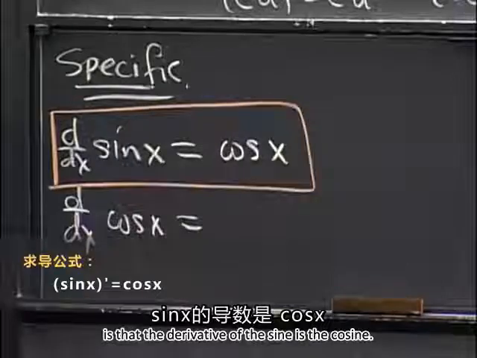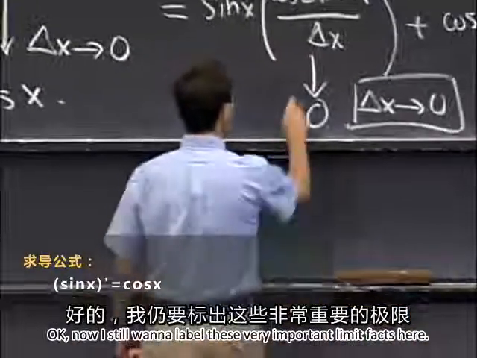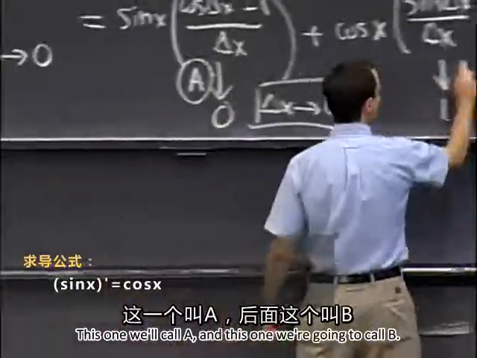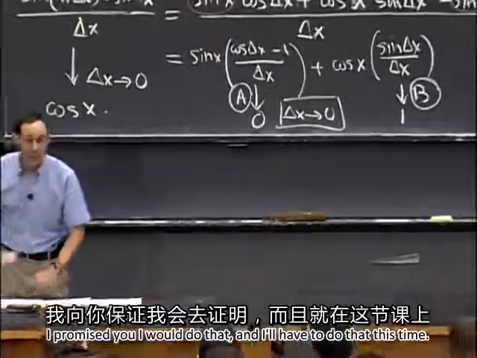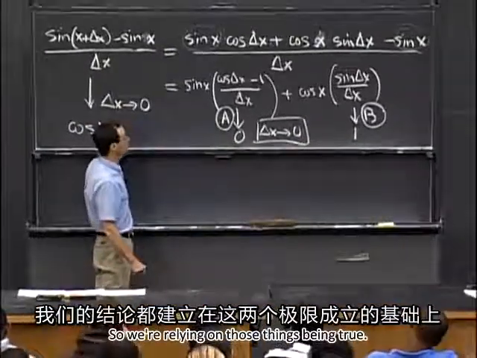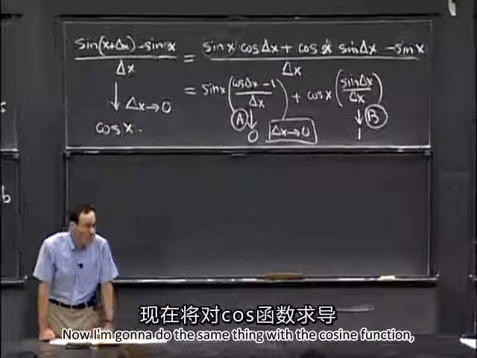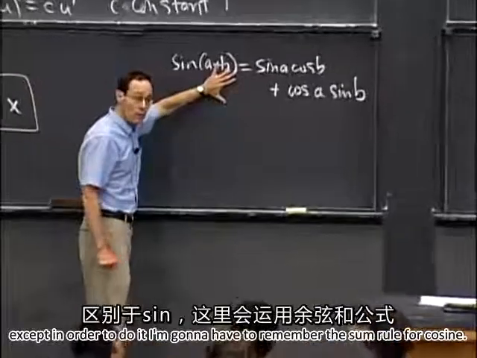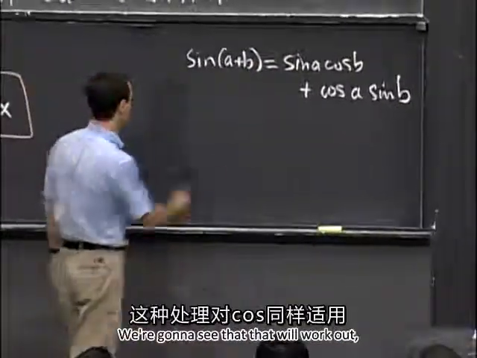All right? Okay, now I still want to label these very important limit facts here. This one we'll call A, and this one we're going to call B, because we haven't checked them yet. I promised you I would do that, and I'll have to do that this time. So we're relying on those things being true. Now I'm going to do the same thing with the cosine function, except in order to do it, I'm going to have to remember the sum rule for cosine. So we're going to do almost the same calculation here. We're going to see that that will work out.